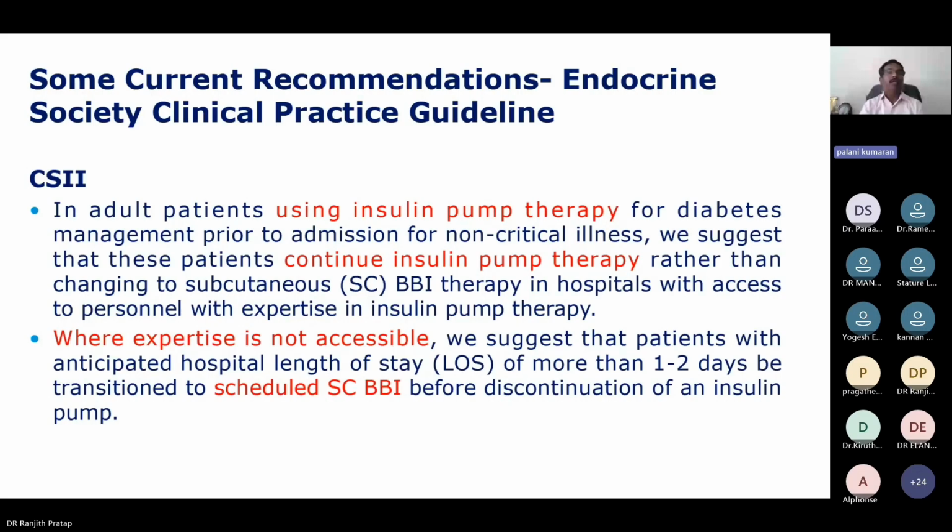What about the insulin pump? Whenever the patient is already using insulin pump therapy, the current recommendation is that you can continue insulin pump therapy rather than switching to basal bolus therapy. But whenever expertise is not accessible, we can stop the insulin pump and go for scheduled subcutaneous basal bolus therapy.